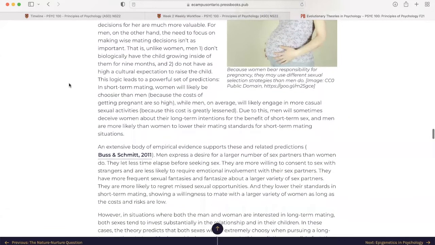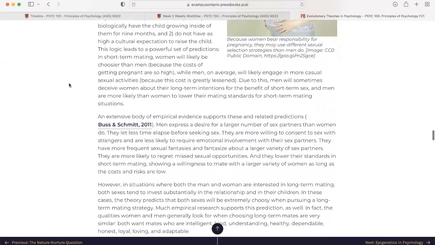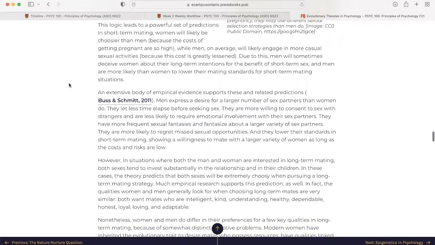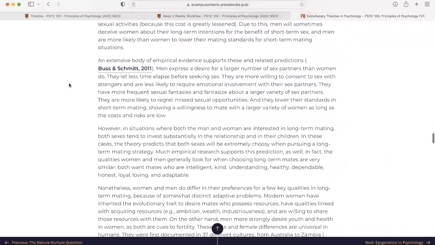In short term mating, women will likely be choosier than men because the costs of getting pregnant are so high, while men on average will likely engage in more casual sexual activities because this cost is greatly lessened. Due to this, men will sometimes deceive women about their long term intentions for the benefit of short term sex, and men are more likely than women to lower their mating standards for short term mating situations. An extensive body of empirical evidence supports these and related predictions.